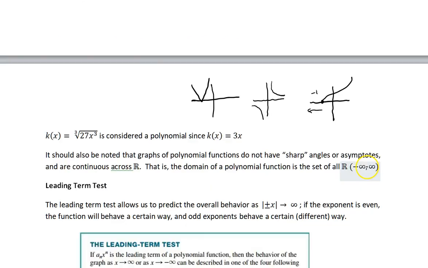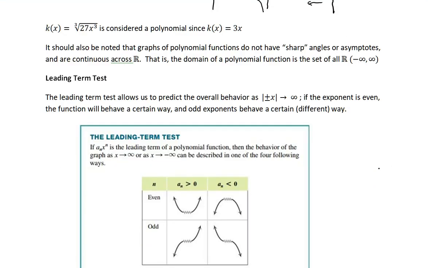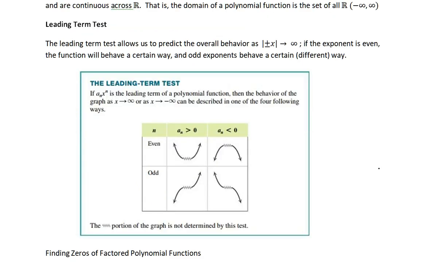I do want to point out that we have what's called a leading term test. And hopefully we'll get through this first part before we need to go on to the next video.